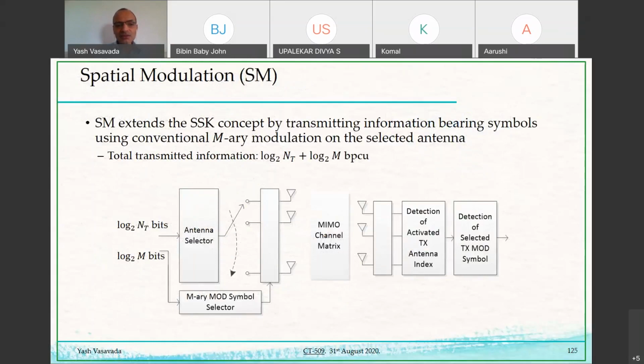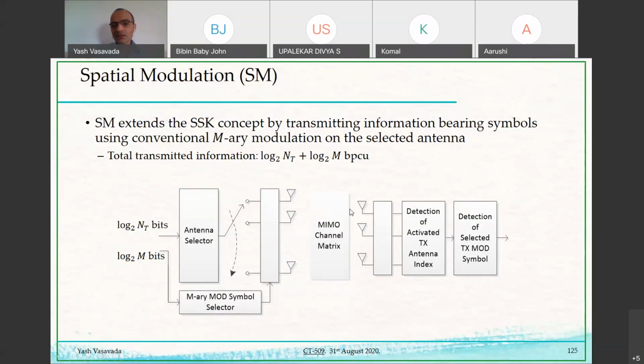Spatial modulation is actually very much like space shift keying. In fact, the upper part of the transmitter looks exactly like space shift keying. But in addition, on the selected antenna, instead of just transmitting a continuous wave, single frequency sinusoid, spatial modulation additionally puts an M-ary symbol. And so now I'm able to transmit log base 2 NT plus log base 2 M bits per channel use. If NT is 1, which is the conventional case, then this term goes away, and log base 2 M is the spectral efficiency of the conventional modulation scheme. If capital M is 1, then this log base 2 M term goes away and I get back to SSK. But otherwise, I have both of these terms present.